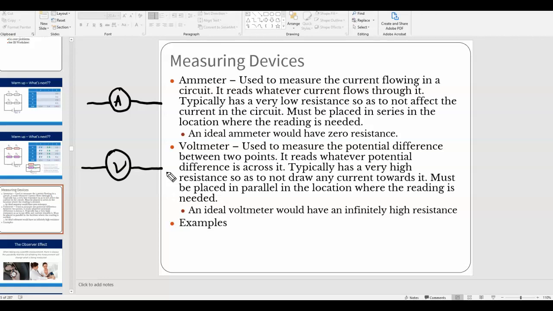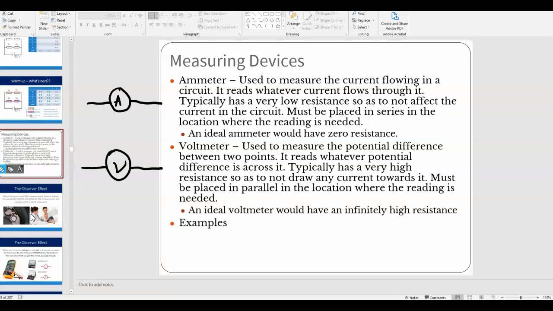A voltmeter typically has a very high resistance so as to not draw any current towards it. Because again, if some current split off and went through the voltmeter instead of the circuit, that would affect what it is you're trying to measure. So an ideal voltmeter would have an infinitely high resistance. Make sure you have that in your notes.